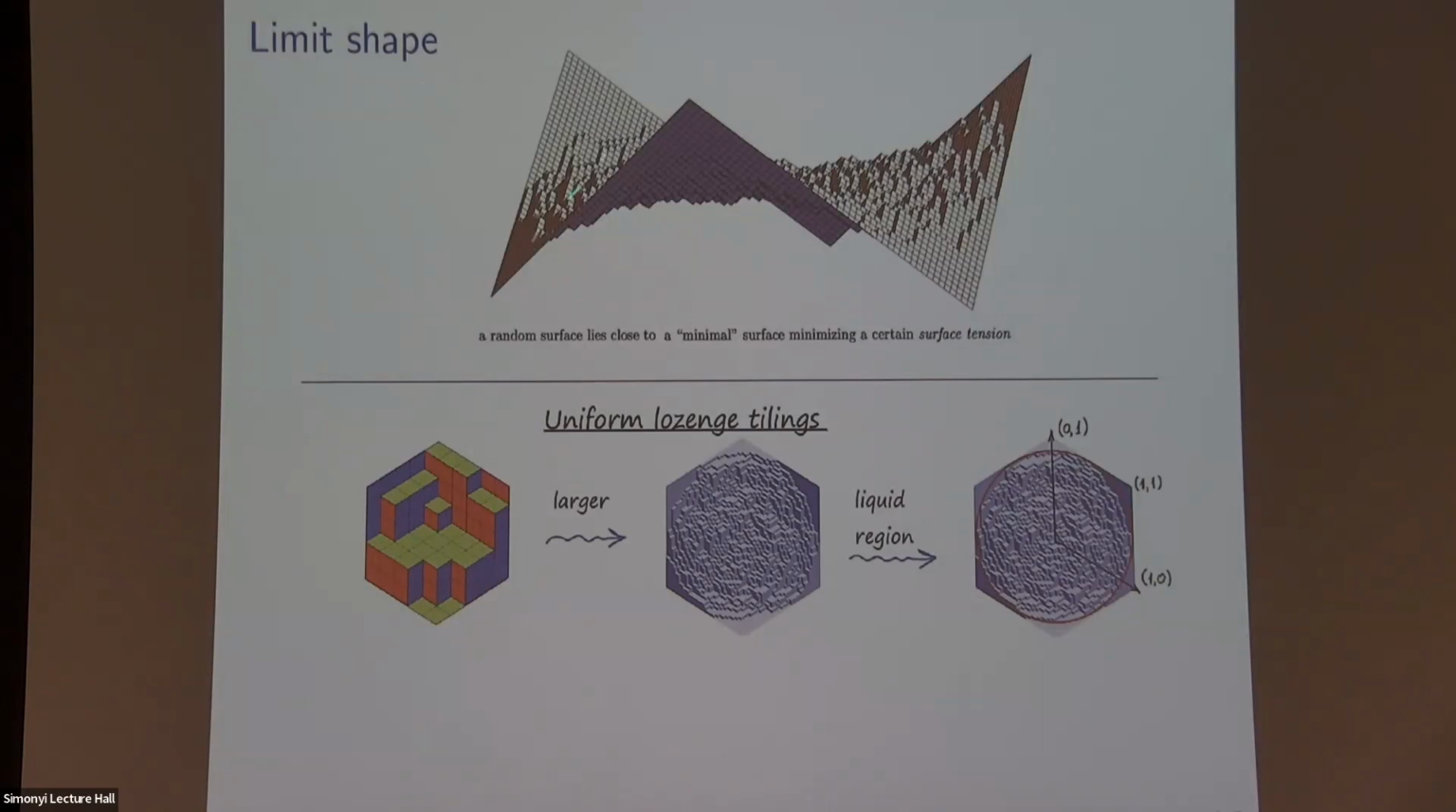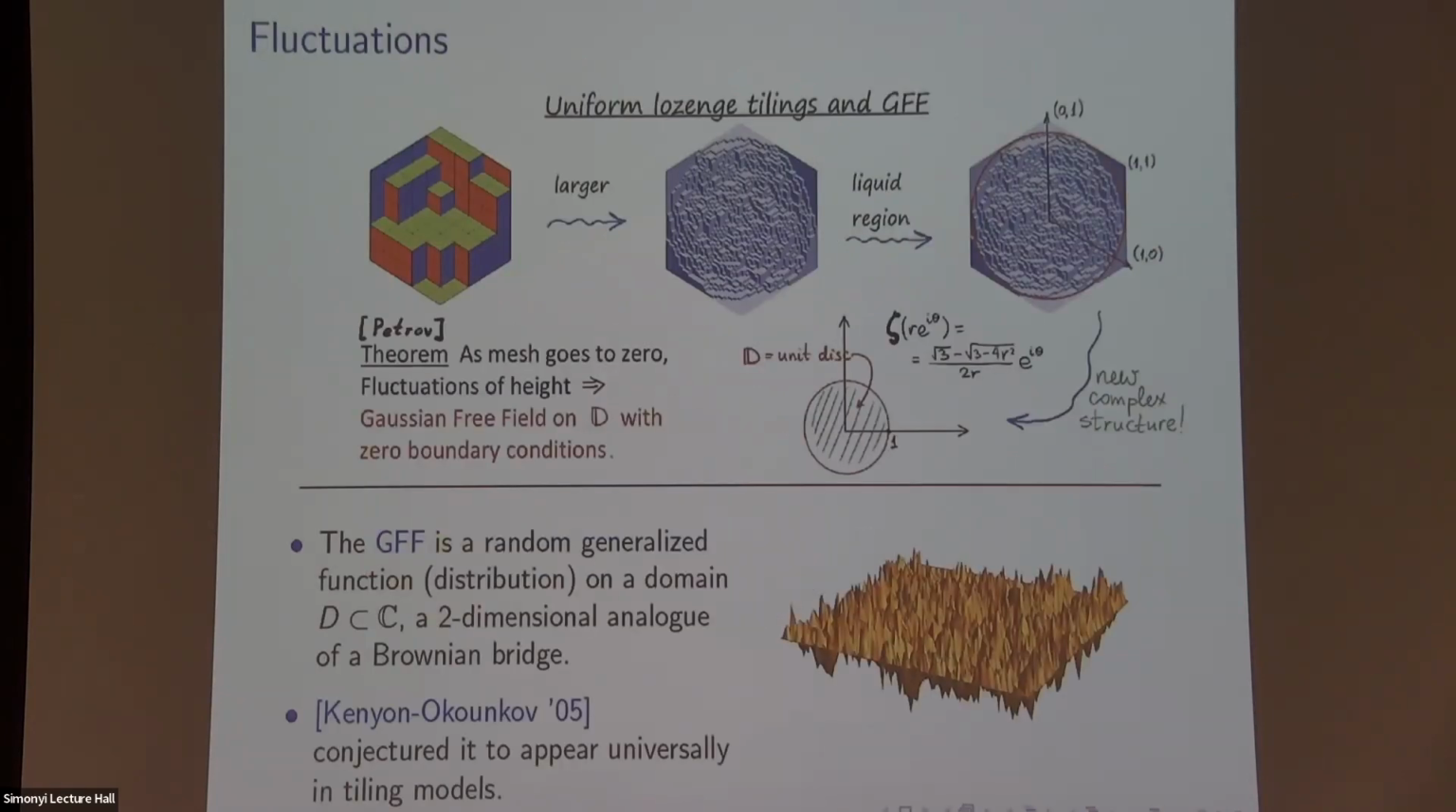So here is a rotated surface, and more or less this is how the limit shape looks. This surface would approximate the limit shape. And as soon as we know this, the next question is how much it fluctuates around this limit shape.